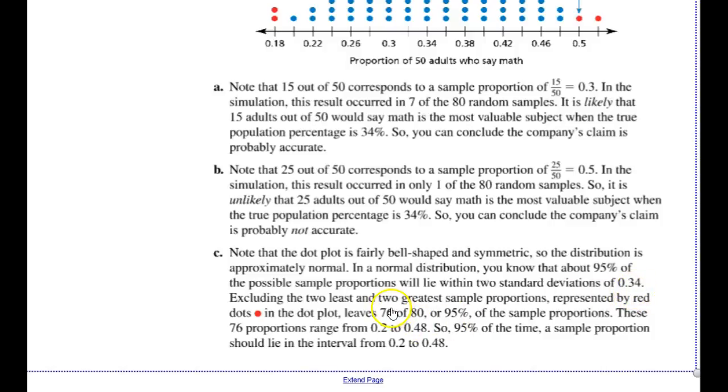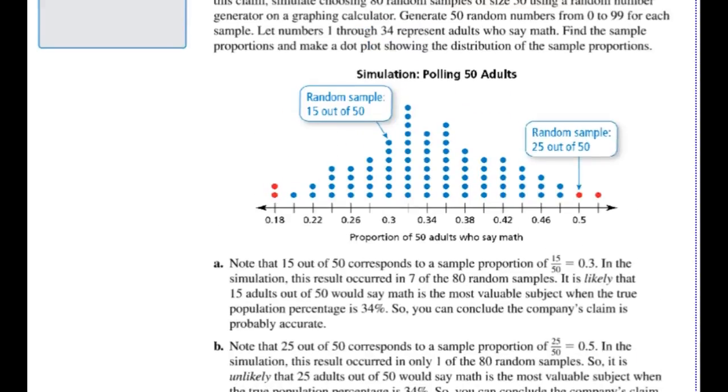So excluding the 2 least and 2 greatest sample proportions represented by the red dots, right? It's the 2 smallest and the 2 largest. I get rid of those. That leaves 76 out of my 80, which is 95% of my sample proportions. So these 76 proportions range from 0.2 to 0.48. So 95% of the time, a sample proportion should lie in that interval, just using the information I know about normal distribution curves.